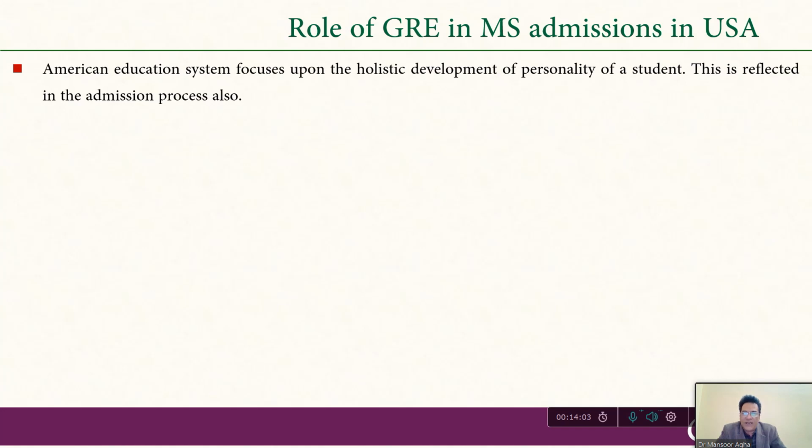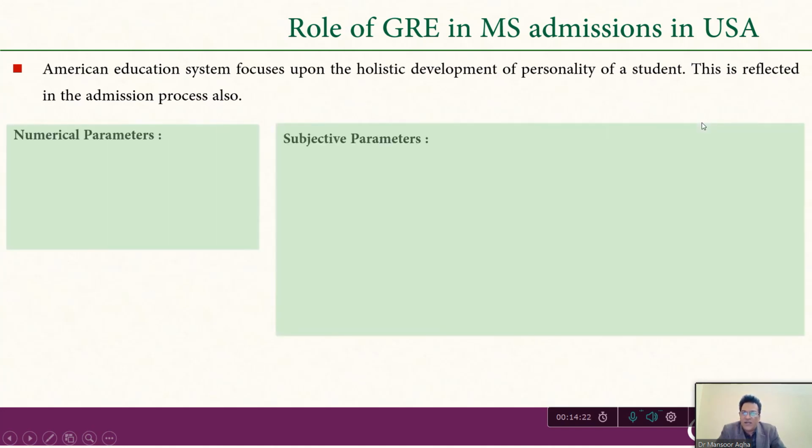Before we proceed ahead, we need to be very clear about certain things which are going to help you in the whole process of taking admission into a master's program. The American education system focuses upon the holistic development of personality of a student. And this is something which gets reflected in the admission process as well. So if you look at it, the admission process has clear numerical parameters and certain subjective parameters.